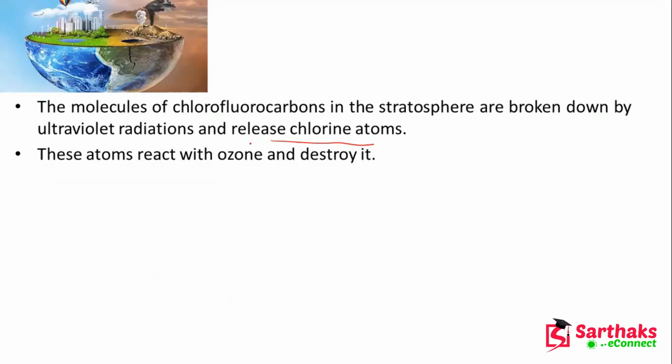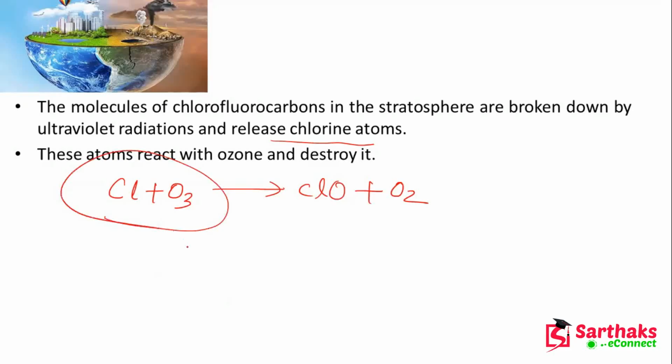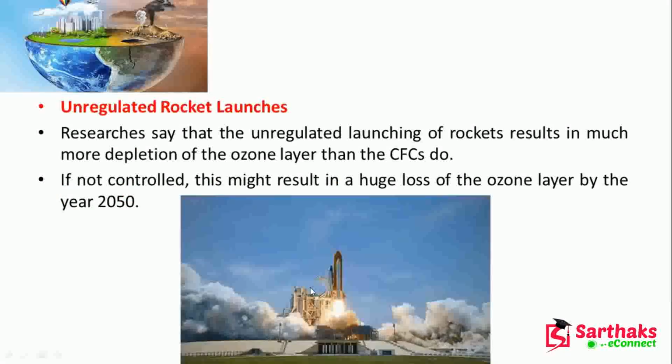Then the chlorine atom will react with the ozone, and it will create chlorine monoxide and oxygen. So it will destroy the ozone layer, the O3 layer. Okay. Now, unregulated rocket launches.